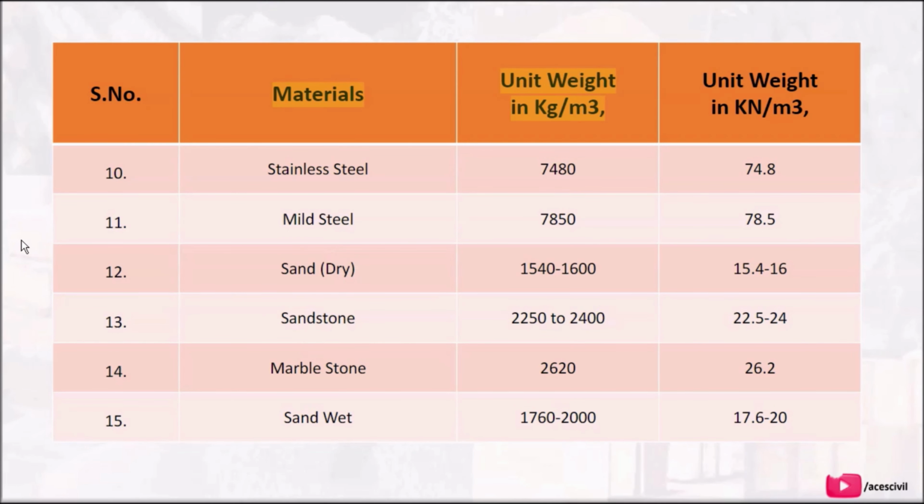S. No. Materials. Unit weight in kg/m³. Unit weight in kN/m³. 10. Stainless steel. 7480. 74.811. Mild steel. 7850. 78.512. Sand, dry. 1540 to 1600. 15.4 to 16.13.